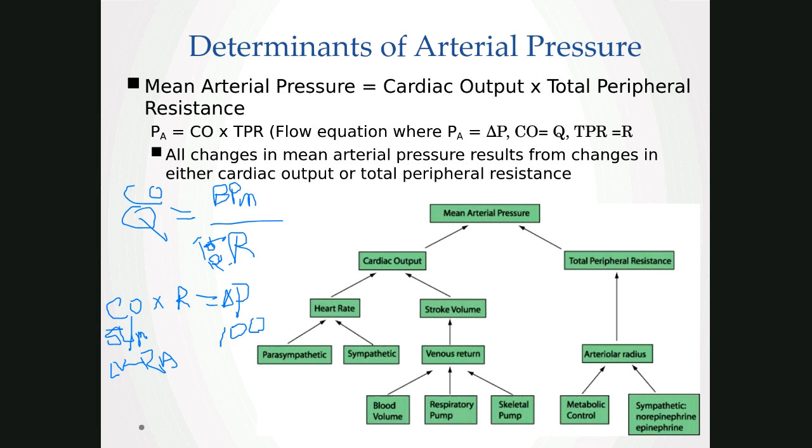Okay? So let's talk about, since the radius is usually the easiest component to manipulate in the short term, what are things that make the radius of most of my vessels contract? Well, these would be things like sympathetic outflow. What are the things of sympathetic outflow? Epinephrine and norepinephrine.